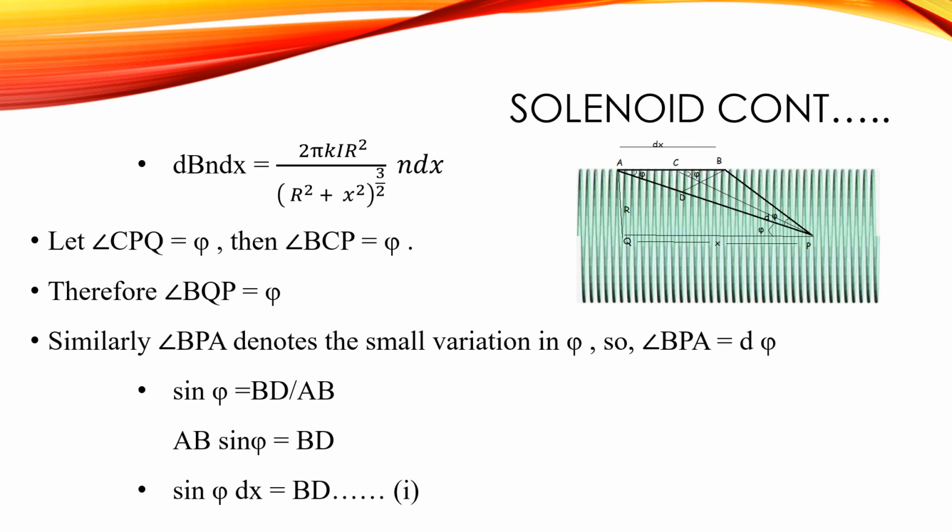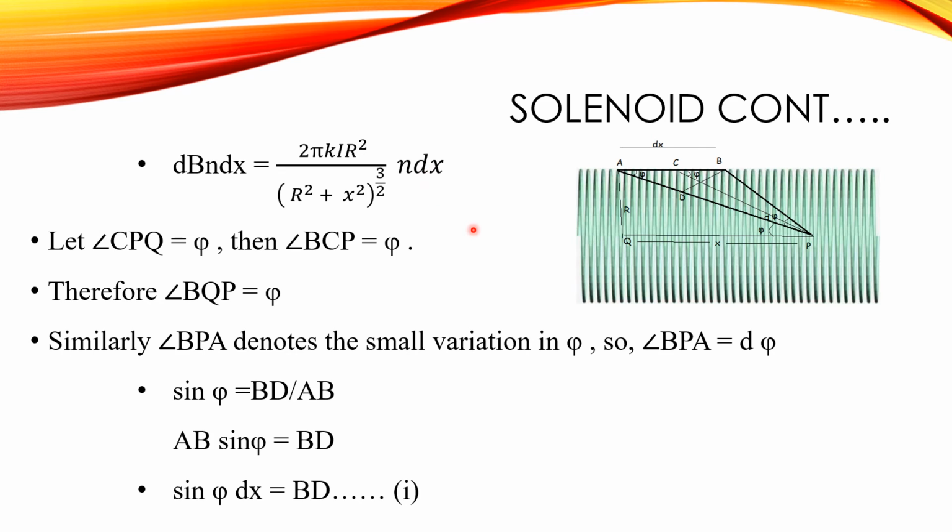Now, if we compare it to the magnetic field exerted by the whole solenoid, this magnetic field is very small. So it is denoted by dB_n dx, which is equal to 2πk i r² upon (r² + x²)^(3/2) into n into dx.